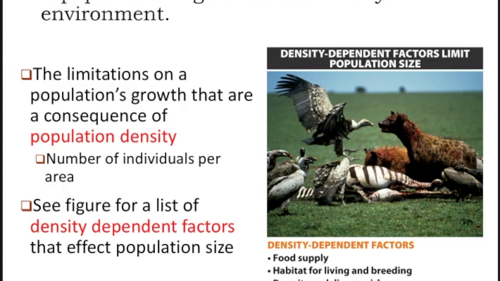So the food supply is less when you have more dense populations. The same thing is true for habitat, for living and in breeding. Then that should be pretty self-explanatory. The next one on the list right here, if you're looking with me, is parasite and disease risk. So when populations are more dense, there is more of a chance for you to pass on a parasite.